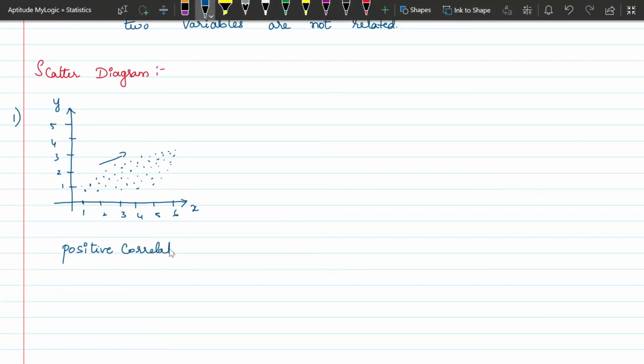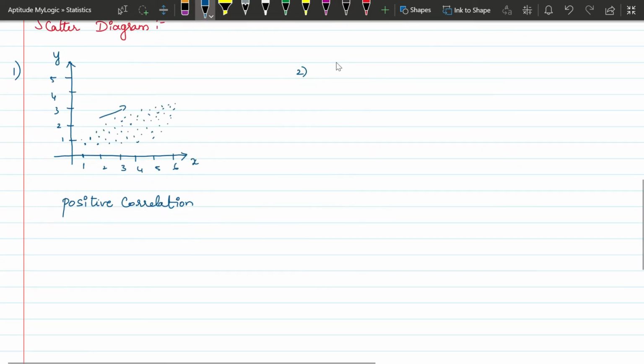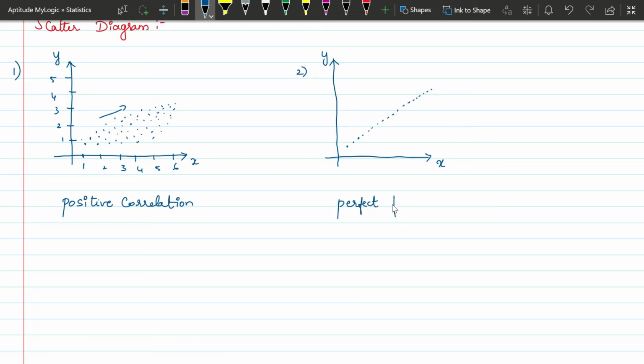If I represent positive correlation using a scatter diagram, if I plot those points, this is how it is going to appear. Here if you observe, as the value of x increases, the y value is also increasing. So this is positive correlation. If these points form a perfect straight line like this, if I plot the points and it looks like a straight line, then we say this is perfect positive correlation. It is moving upwards, but it forms a perfect straight line, so we call it perfect positive correlation.